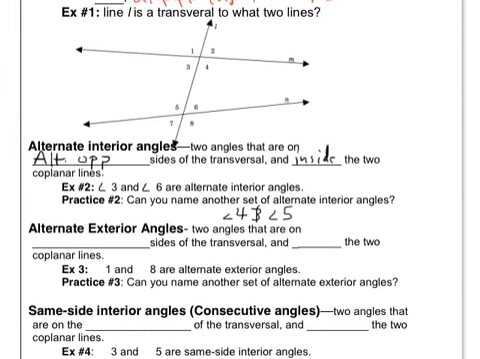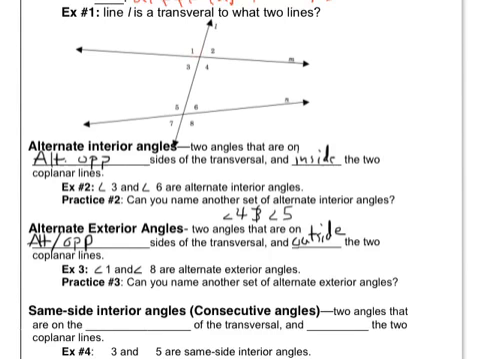I'm probably not going to be able to keep that drawing on there, but I'll try as long as I can here. Alternate exterior, these are two angles that are on the, again, alternate or opposite sides of the transversal, and now they are on the outside of the two coplanar lines. So our examples here are 1 and 8 are alternate exterior angles. So if we look at 1, we look at 8, they are outside these two lines and on opposite sides of the transversal. Okay, 1 and 8 are alternate exterior.